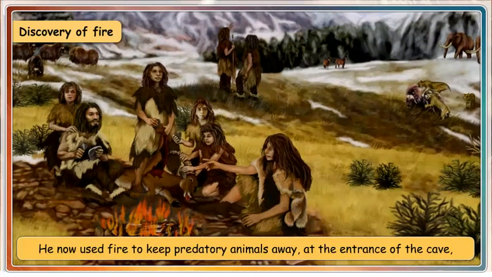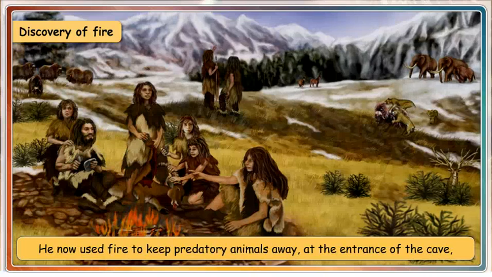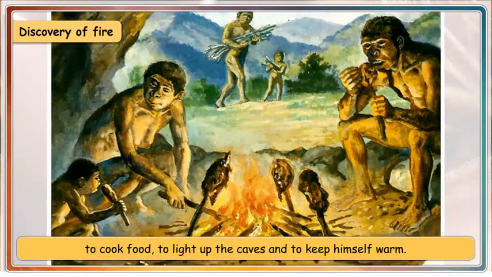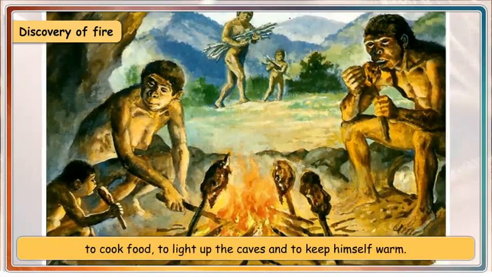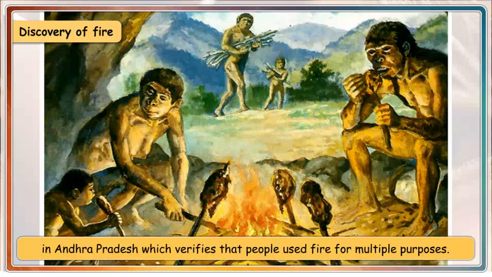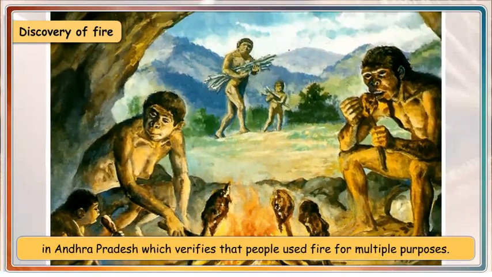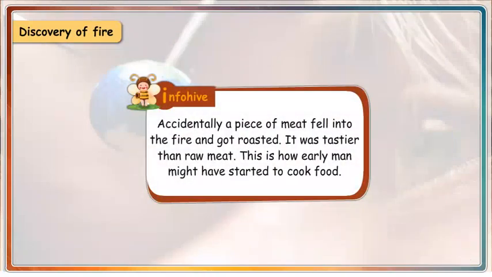He now used fire to keep predatory animals away at the entrance of the cave, to cook food, to light up the caves, and to keep himself warm. Cooking ash traces have been discovered from the caves at Kurnool in Andhra Pradesh, which verifies that people used fire for multiple purposes.